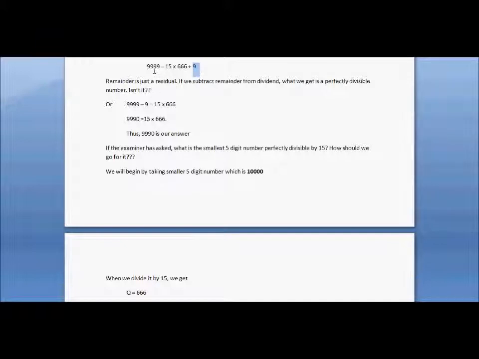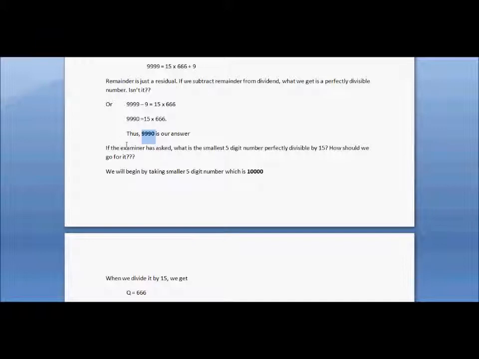If we subtract 9 from 9999, what do we get? 9990. And on the right hand side, we would get 15 into 666, which is a perfectly divisible number by 15, right? Thus our answer becomes 9990. This is the largest 4-digit number which is perfectly divisible by 15.